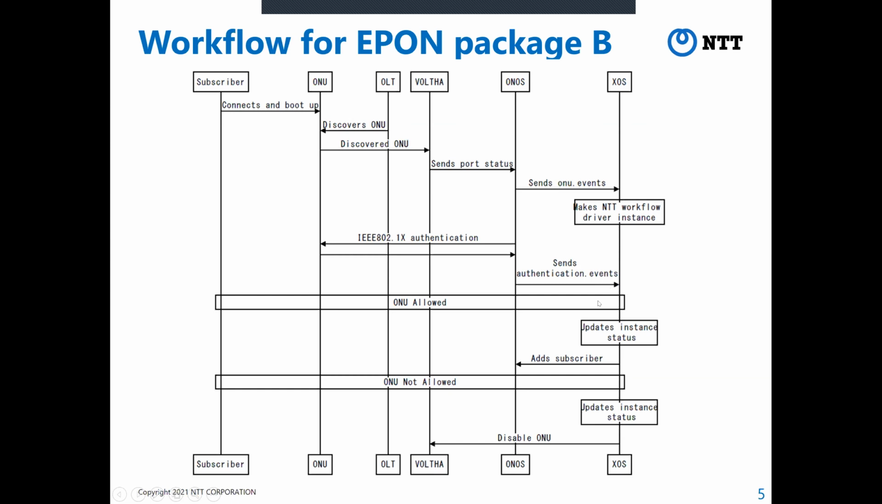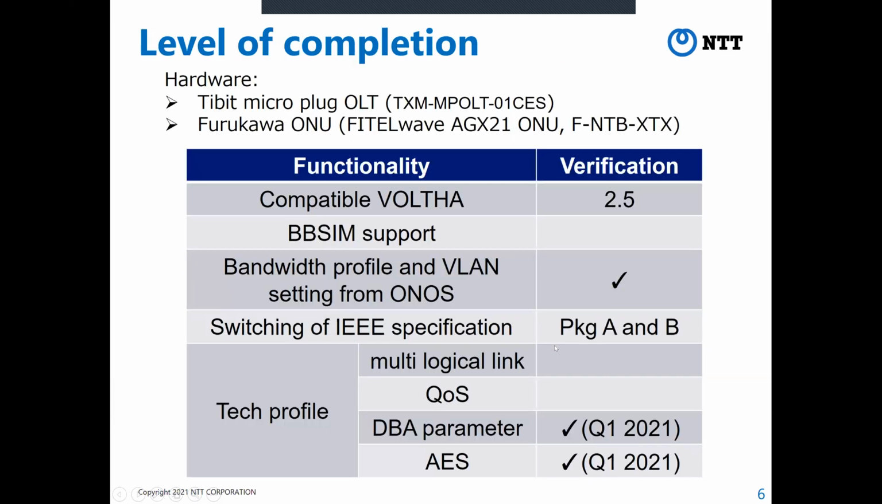If the ONU is allowed, XOS updates the instance status, and XOS enables the subscriber setting, such as VLAN tag setting and bandwidth profile setting. These are the contributions for package B NTT developed.